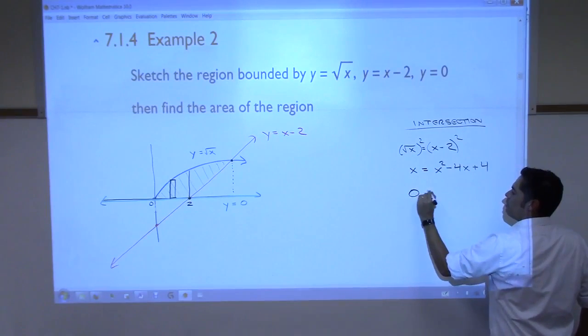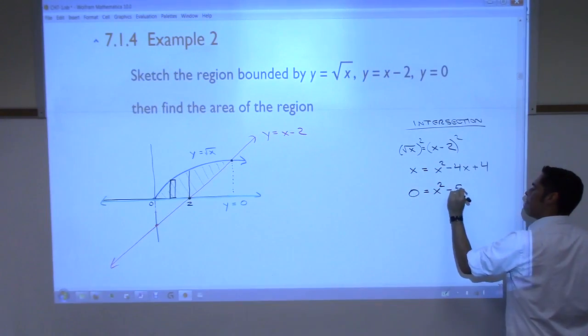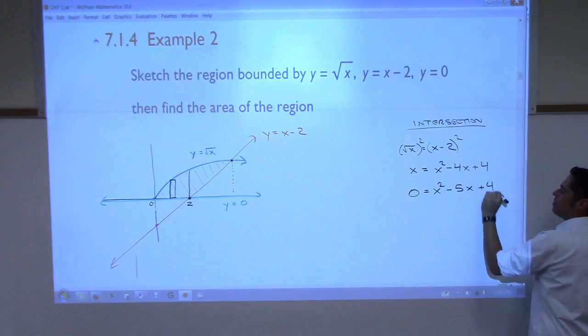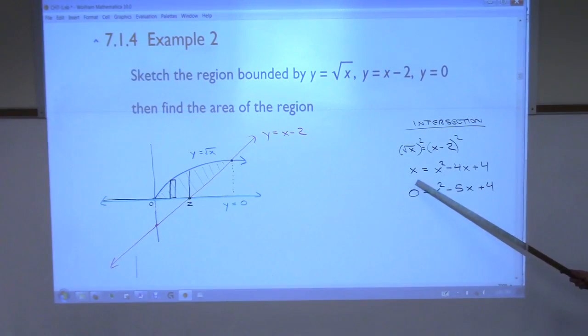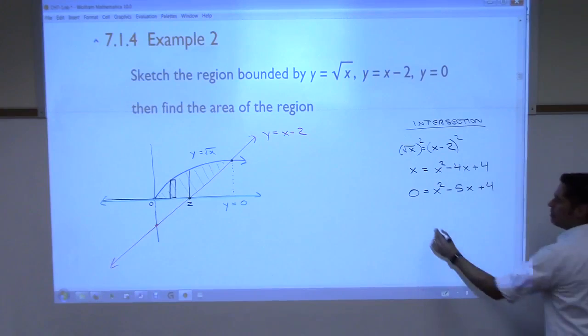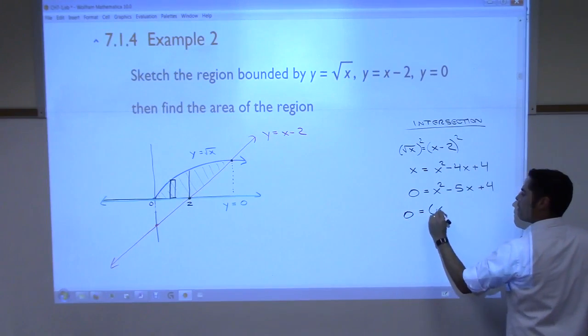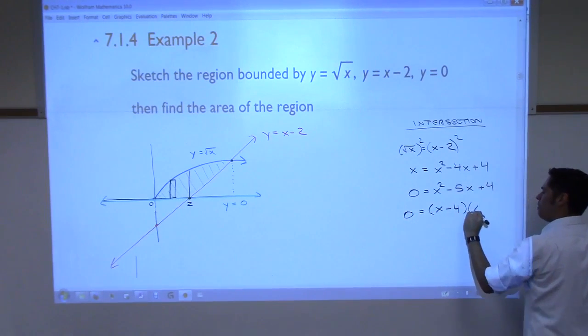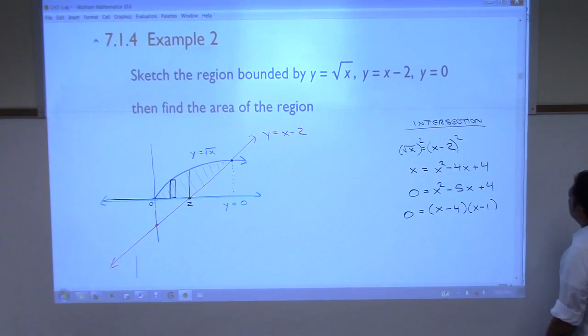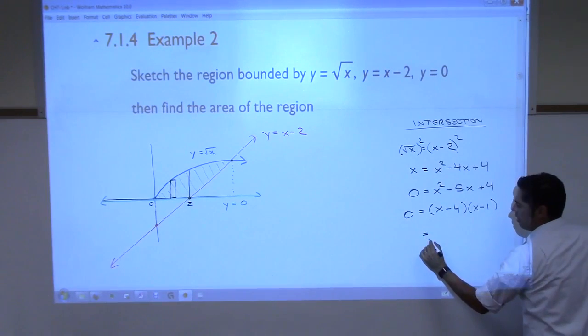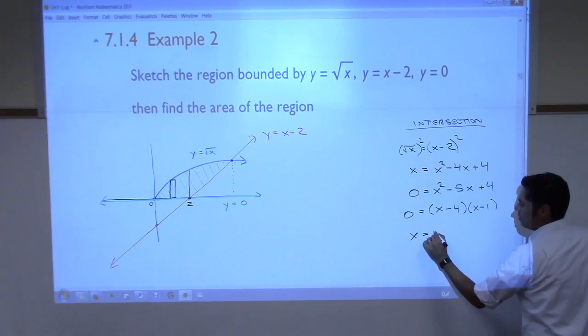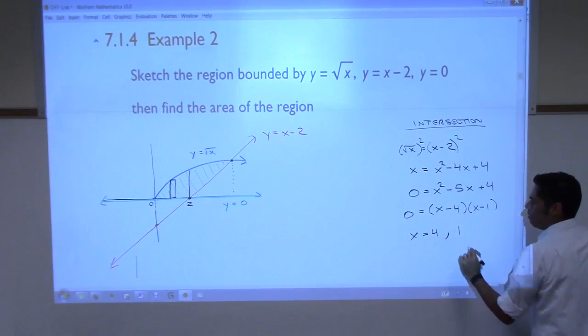And I'll move everything to one side. That means I'm just going to subtract an x from both sides. And that factors again, doesn't it? It's my lucky day. x minus 4, x minus 1. And then you get 2 solutions, right? x is 4 and 1.